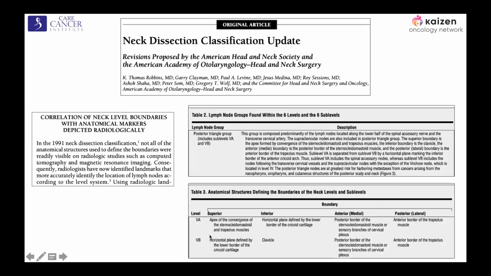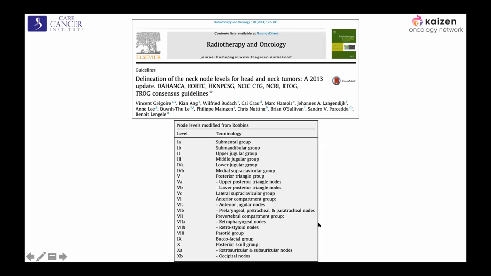So radiological landmarks as per the surgical paper: superiorly from the convergence of the sternocleidomastoid and the trapezius muscle. This is where you start seeing that space posterior to the sternocleidomastoid. Inferiorly up to the lower border of the cricoid cartilage is 5A. Beyond that, up to the clavicle is your 5B. And obviously anteriorly will be the sternocleidomastoid posterior border, and posteriorly it will be restricted by the trapezius muscle.